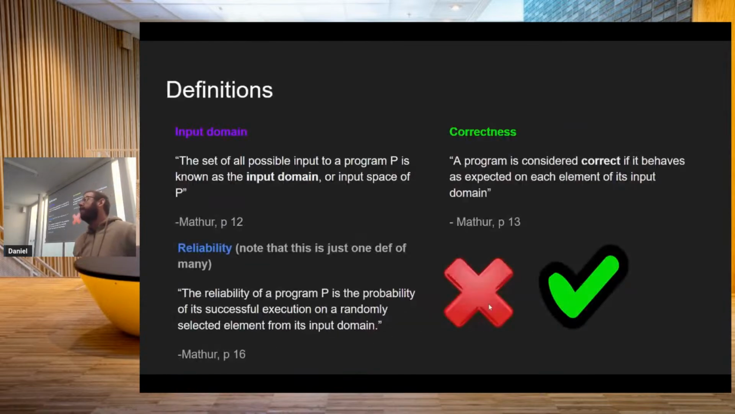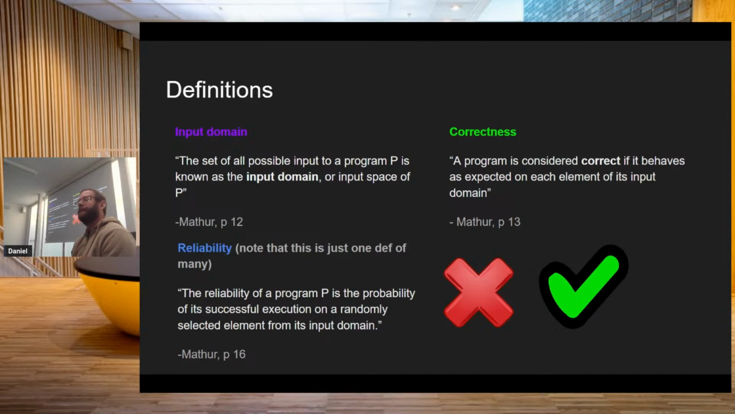So we need more definitions now. And as I warned you, there are a lot of these definitions. And, you know, many of these definitions are actually on the exam also. So I'm just going to repeat that so you stay motivated to listen to me. Okay, let's first talk about input domain. So input domain is the set of all possible inputs to a program.